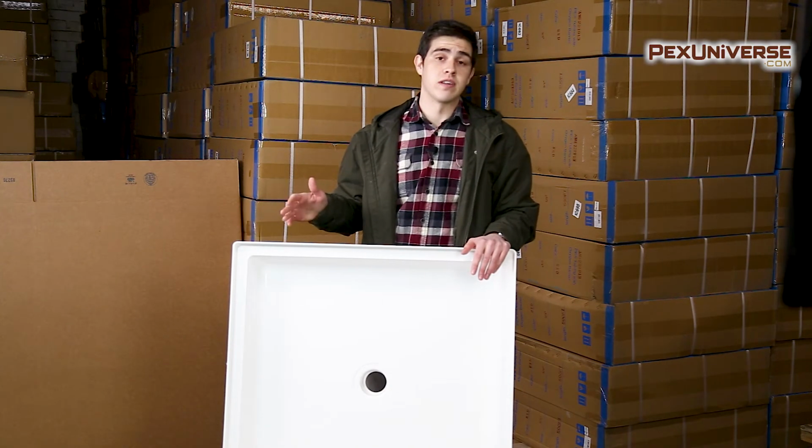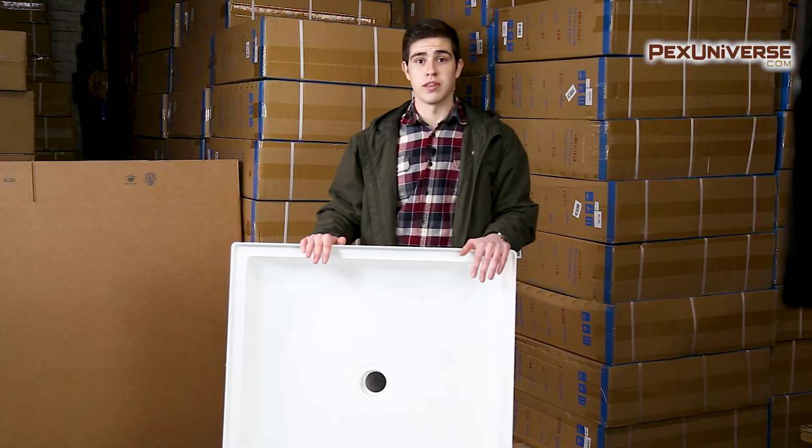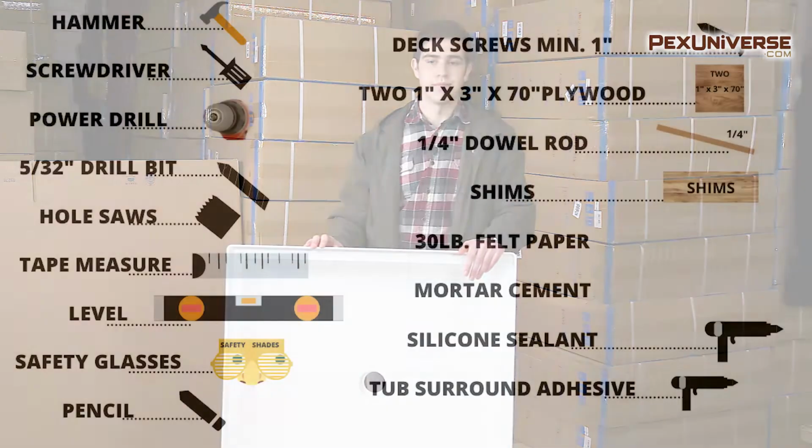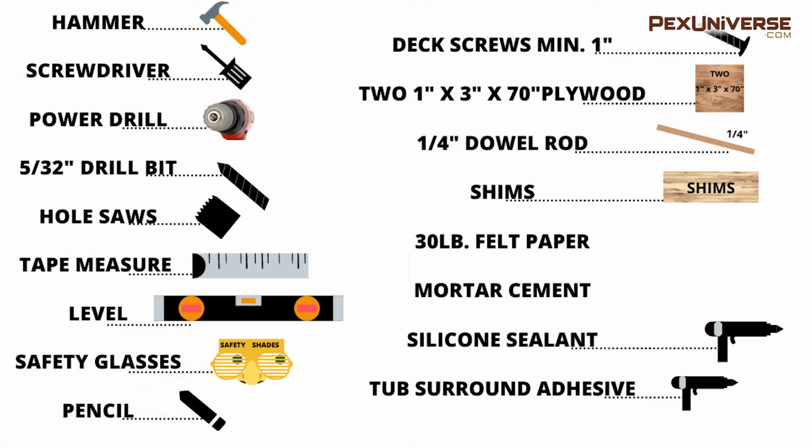This is for the shower base install only. If you do have walls, they're even easier to install since you're going to get the hard part out of the way with this. Here's a list of tools that you're going to need. Feel free to take a photo of the screen. You'll need a hammer, a screwdriver, power drill, 5/32 drill bit, hole saws, tape measure, level, safety glasses, pencil, deck screws minimum 1 inch, 2 1-inch by 3-inch by 70-inch plywood panels, a 1/4 inch dowel rod, shims, 30-pound felt paper or mortar cement, silicone sealant, and tub surround adhesive.